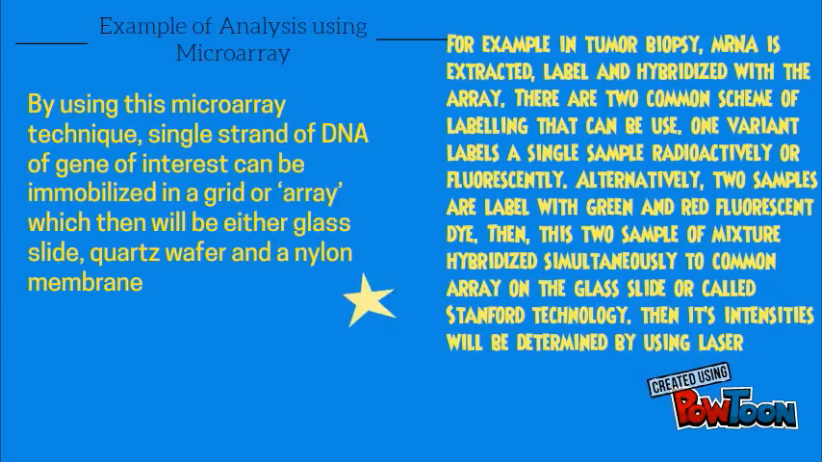A single strand of DNA of a gene of interest can be immobilized in a grid or array, which can be either a glass slide, a quartz wafer, or a nylon membrane. For example, in a tumor biopsy, mRNA is extracted, labeled and hybridized with the array.